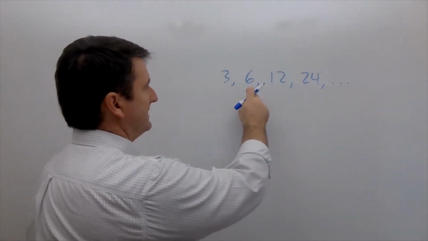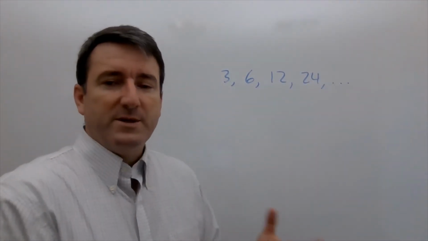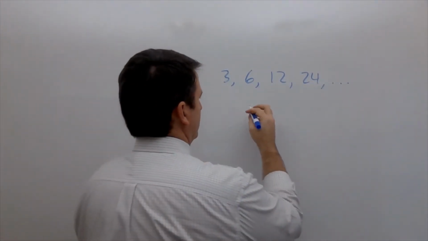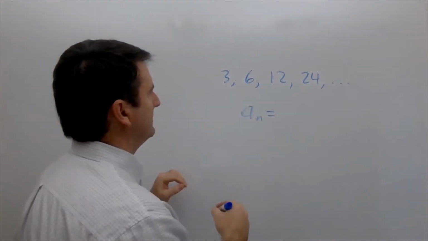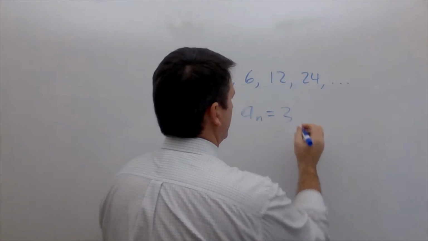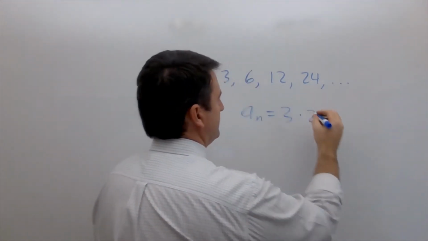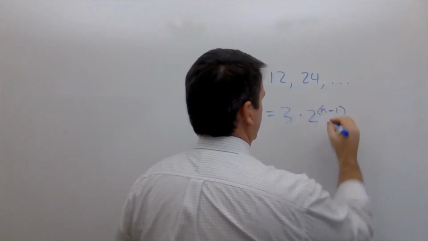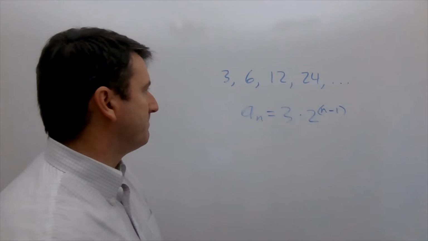3 times 2 is 6. Times 2 is 12, times 2 is 24. So we said that our explicit formula is going to be a sub n is equal to our first term times that common ratio, which is 2, to the n minus 1 power. So there's our explicit formula for this sequence.